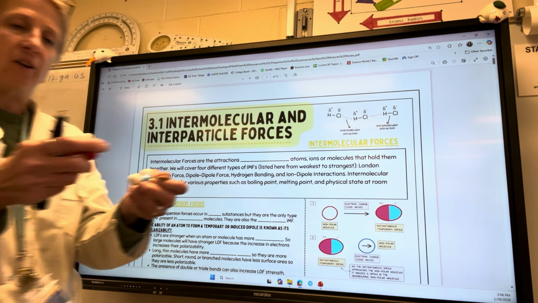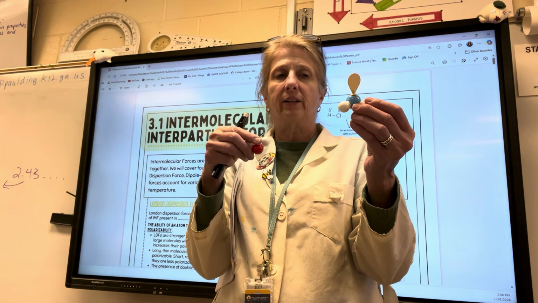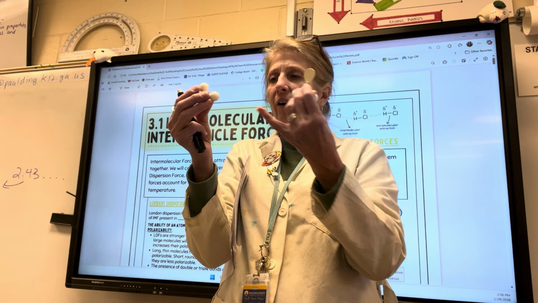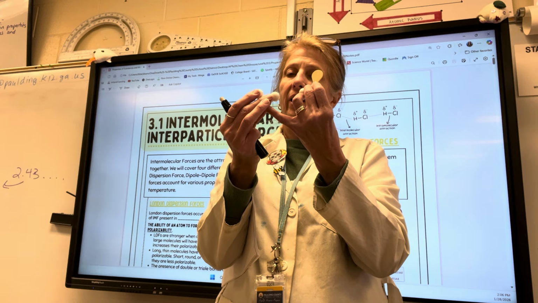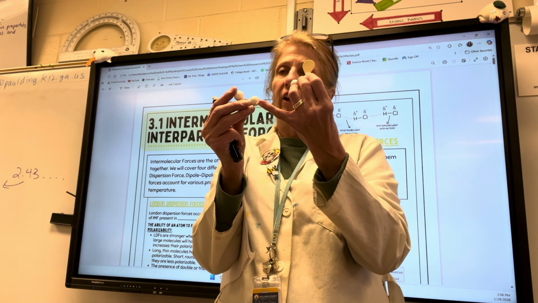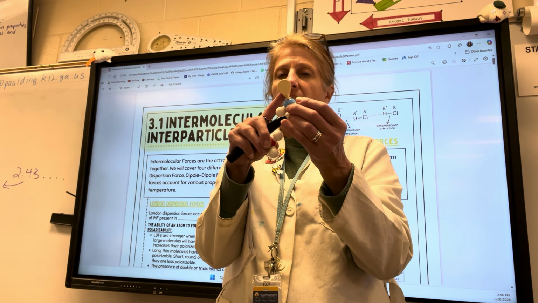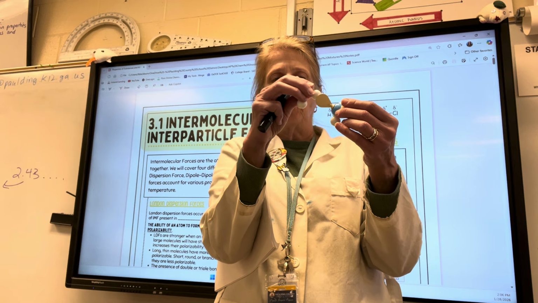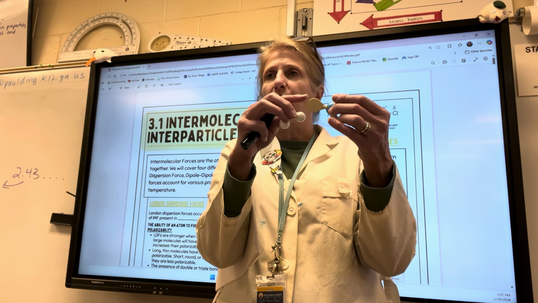But you can also have forces between the molecules. See this big old unshared pair on this nitrogen? Well, these poor little hydrogens on this water are electron deprived because oxygen is very electronegative. It's going to hog the electrons, and the hydrogens are going to end up with sort of a partial positive charge. And this unshared pair on this ammonia is going to be very attractive, and it's going to want to line up and make a little bit of a bond there.